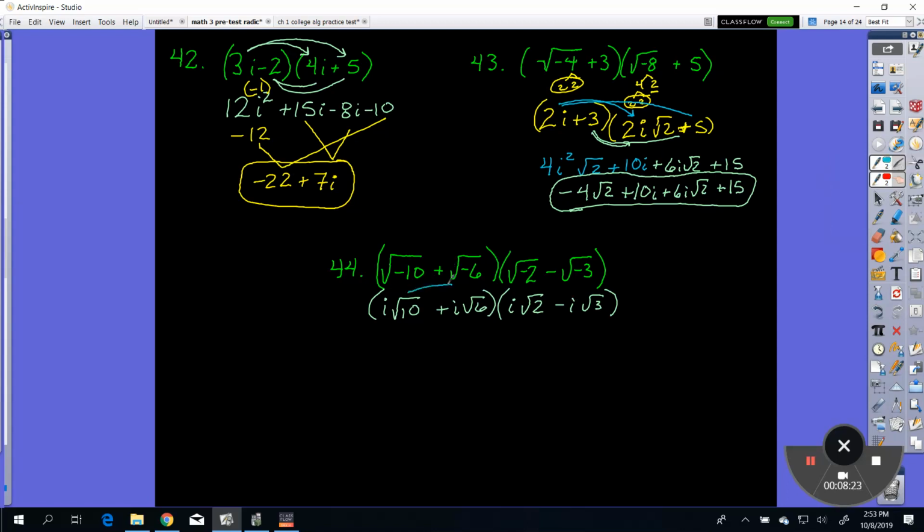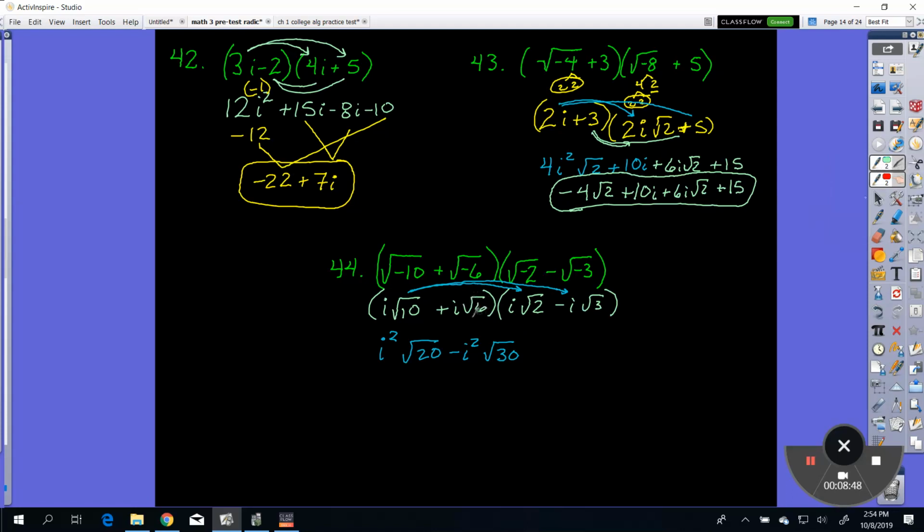So I'm going to take i square root of 10 times i square root of 2. So that's going to be i squared square root of 20. Then I'm going to have i square root of 10 times negative i square root of 3. So that's negative i squared square root of 30, because the 10 and the 3 are both underneath, so I multiply them together. So now I'm moving to the next one.